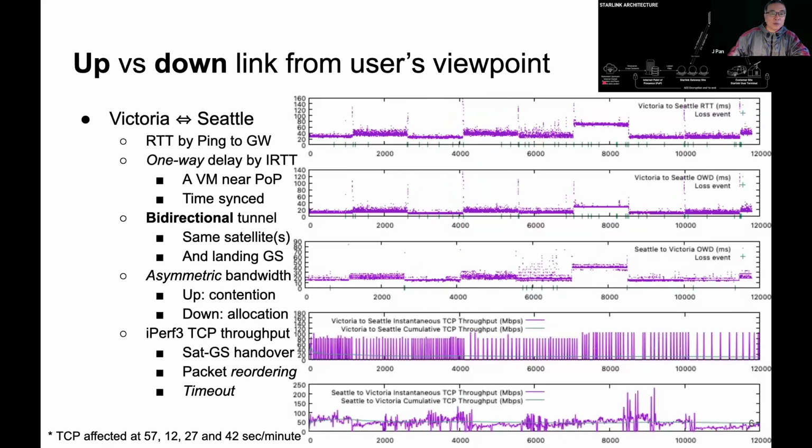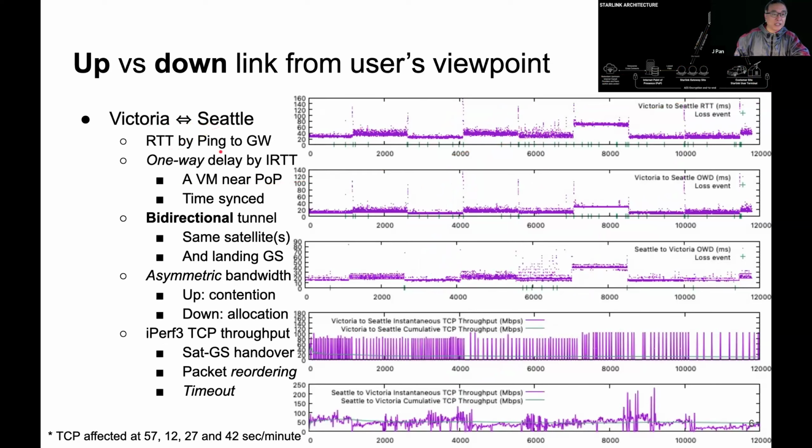Once we have the picture about the kind of access performance, then we want to dive into it to see what's the difference between uplink and downlink from the user point of view. When I say uplink, it means from the user to the satellite and to the ground station, and the downlink is the other direction. Here I pick one example from Victoria to Seattle.